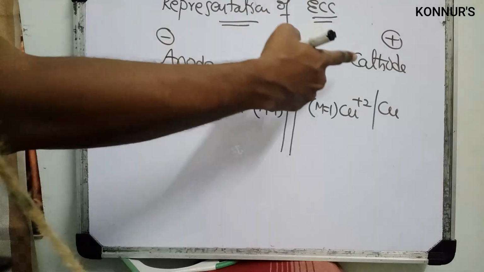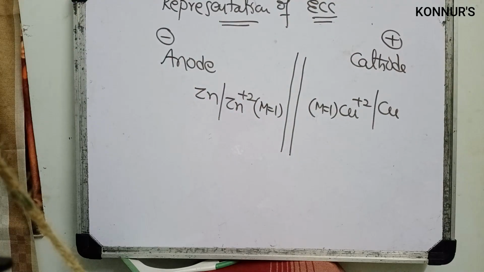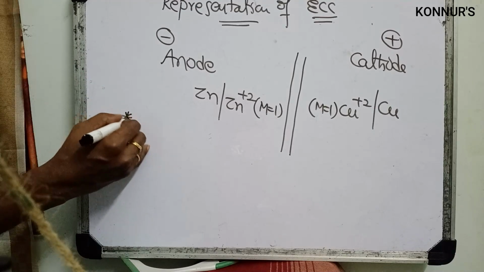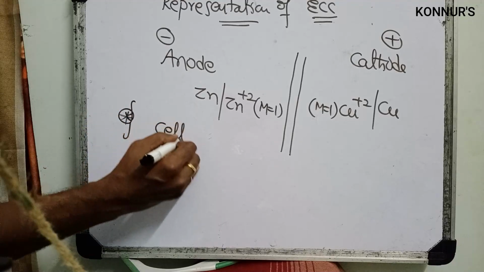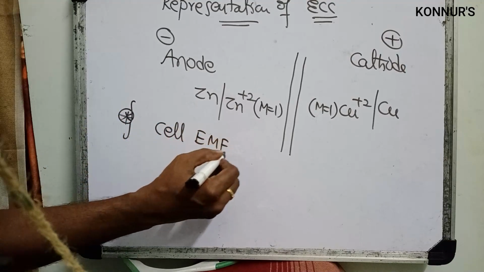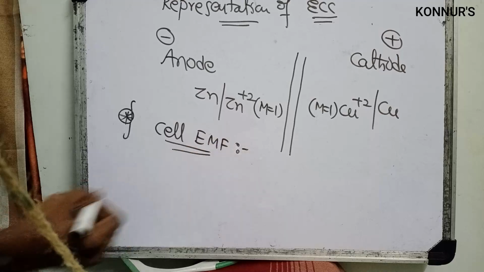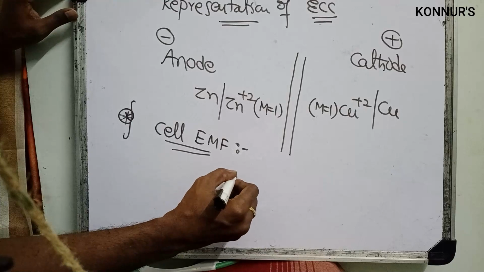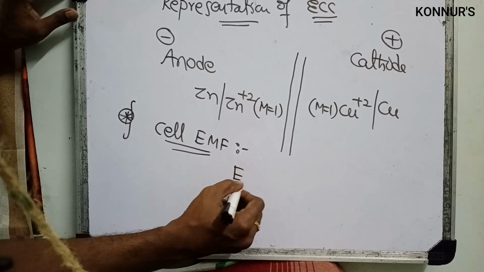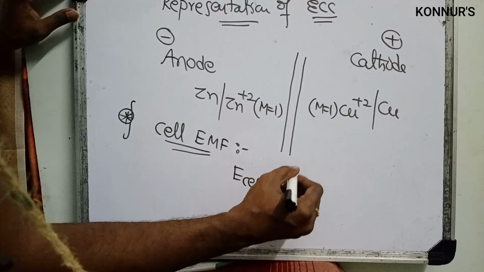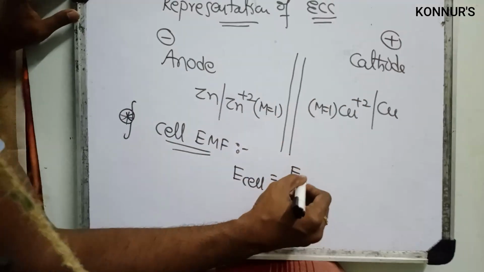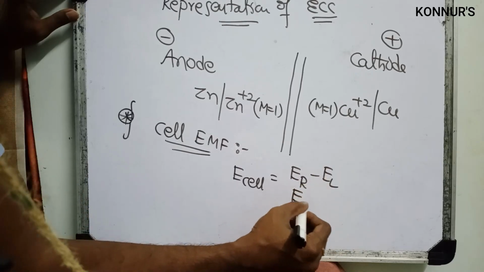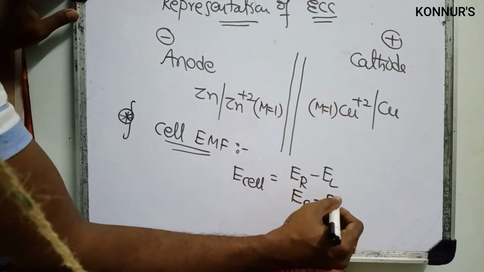Oxidation process, here reduction process takes place. Next, another important term is cell EMF, which indicates how much current is generated in the electrochemical cell. That is E cell. E cell equals E right minus E left, otherwise E cathode minus E anode.